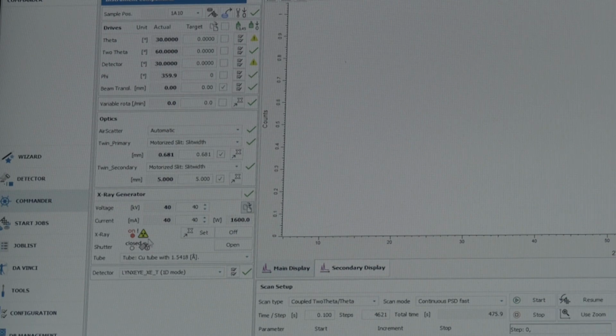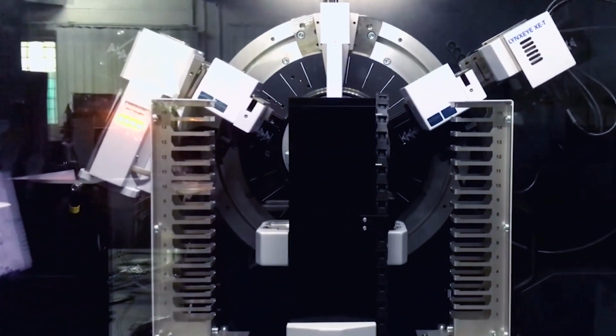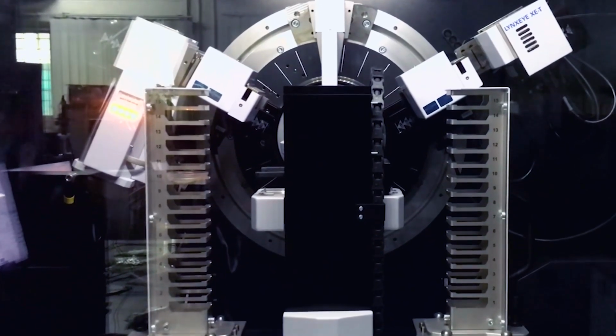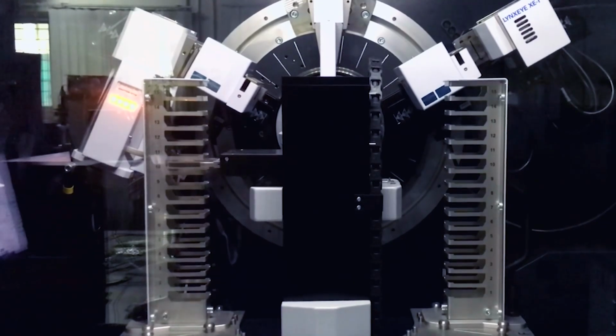Once the voltage and current values are set, we will give the command to insert the sample onto the sample stage. You can see that the robotic arm takes the sample from the instructed A10 sample position and keeps it in the sample stage.